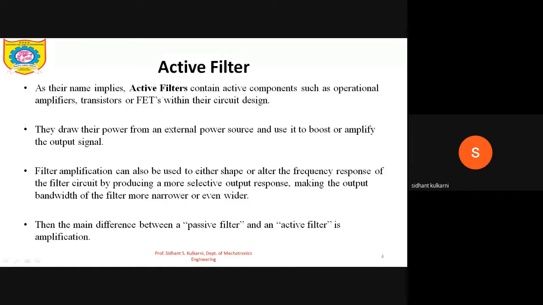As the name implies, FETs, op amps, etc. draw their power from an external power source and use it to boost or amplify the output signal. Filter amplification can also be used to either shape or alter the frequency response of the filter circuit by producing a more selective output response, making the output bandwidth of the filter narrower or even wider.